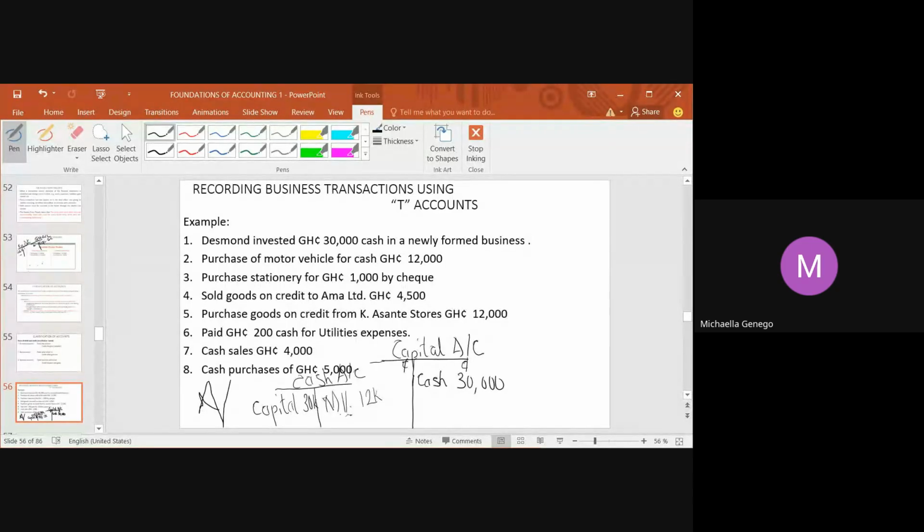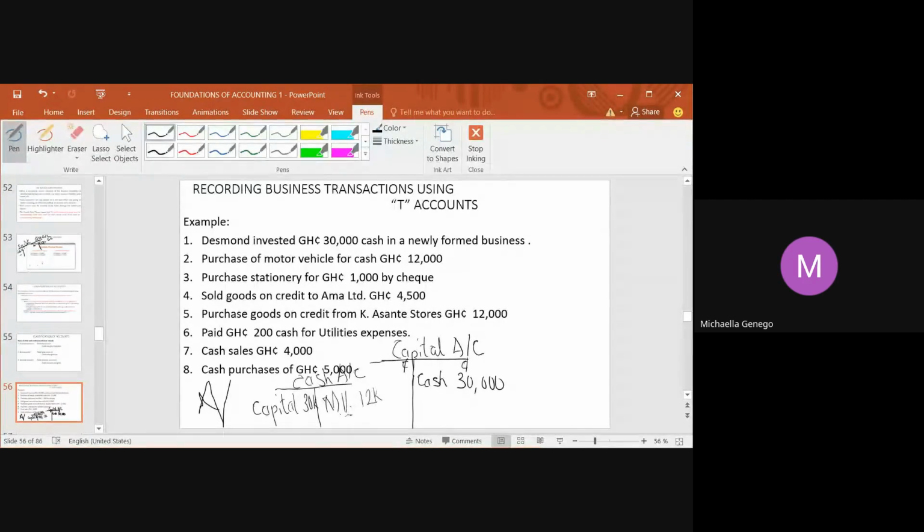There's no asset account here. Madam, cash account and utility account. Utilities account, exactly. And you remember we've done the cash account already.